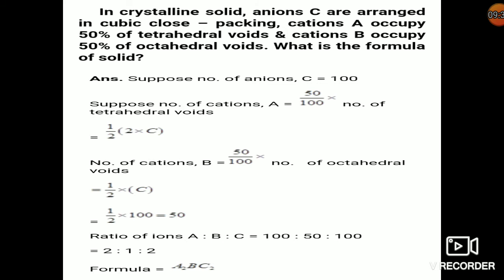Next, the number of cations B occupy 50% of the octahedral voids. So B is equal to 50 by 100 into the number of octahedral voids. The number of octahedral voids is the number of particles. So it is equal to half into C, that is half into 100, equal to 50. And half into 2 into C means equal to C, so the value will be 100 for A. So A you are getting 100, B you got 50, and for C you already considered it to be 100. So the ratio is coming out as 2:1:2, and hence the formula of the compound will be A2BC2.